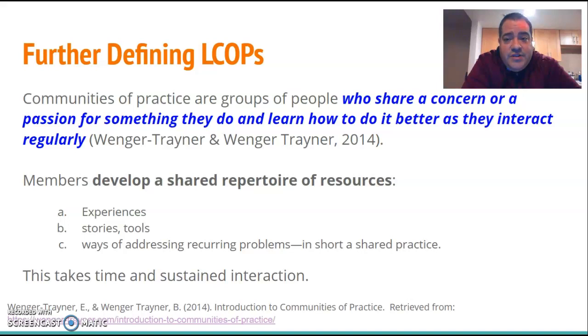And therefore, each of you brings that interest. There's an interest in being part of this group. There's a passion that's there. And that informs how you interact with the rest of the group. More importantly, these members in a learning community of practice develop what's called a shared repertoire of sources. And again, these best practices, which is why it's a learning community of practice. The practice is that you're sharing these ideas, these concepts, these tools, these resources with each other.